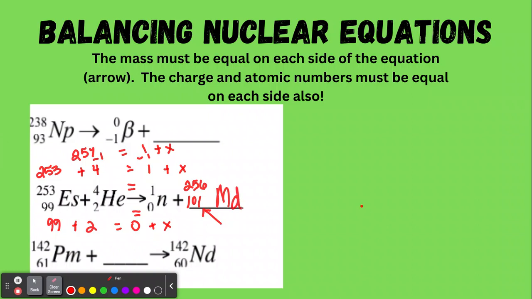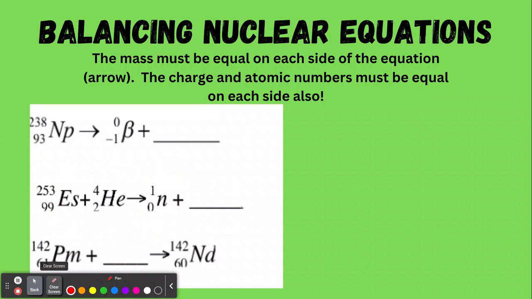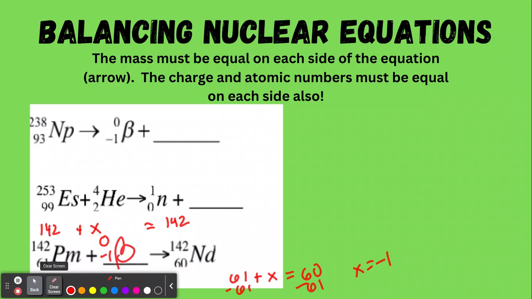All right, we've got one more example. So on the bottom here, we have 142 plus x equals 142. So I know immediately that this is a 0. Then on the bottom, I'm going to move over here. I've got 61 plus x equals 60. Well, if I subtract 61 from both sides, my x is -1. And I learned that anytime I have a -1 on the bottom, that means that it is either an electron or a beta particle, which are the same thing. So I'm going to use beta here. You could also say 0 over -1 electron. They're both correct. Okay, so that is how you balance equations. Pretty easy.